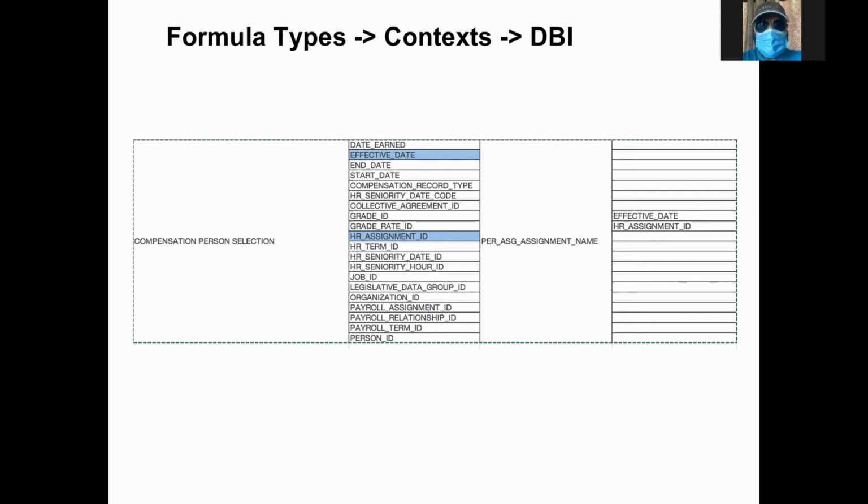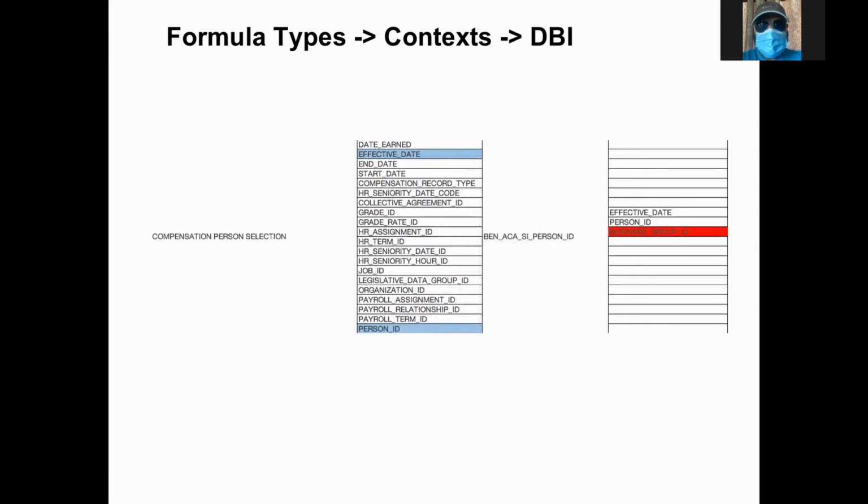For example, this is the compensation person selection. These are the contexts which are used. Now, take the DBA called person assignment name, which uses two contexts: effective date and the HR assignment ID. As long as this information is available through the context, this DBA is available for this formula type. In this case, the effective date is passed in and the HR assignment ID is passed in. So any formula based on the compensation person selection type can access person assignment name.